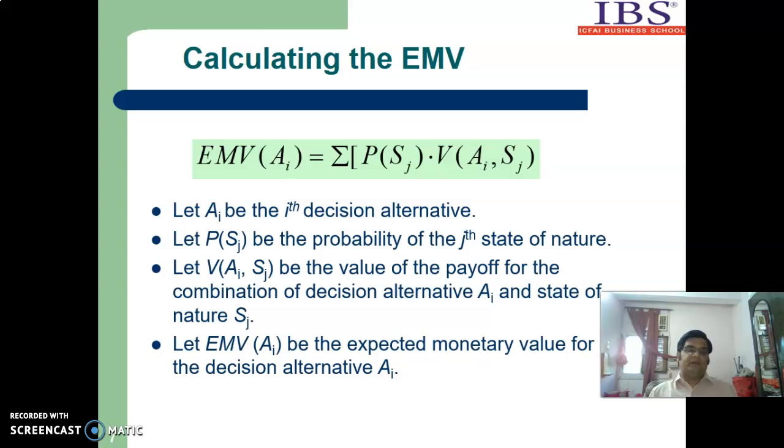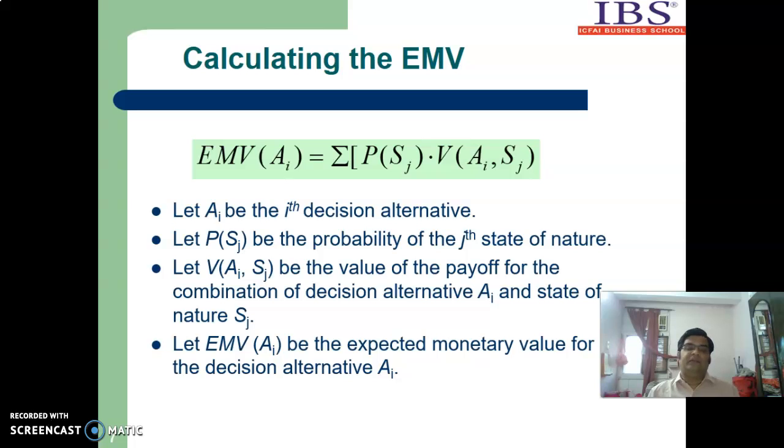So EMV, we have already discussed, is the expected monetary value. That means what is the profit from the decision that we are taking, what is the profitability. So that we will get if we multiply the P(Sj). P(Sj) is the probability of the jth state of nature.